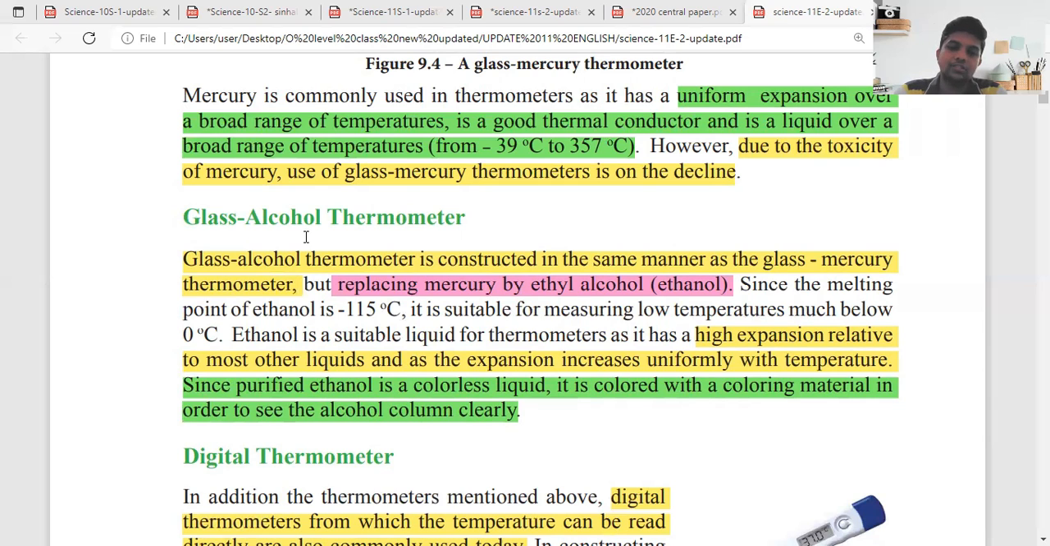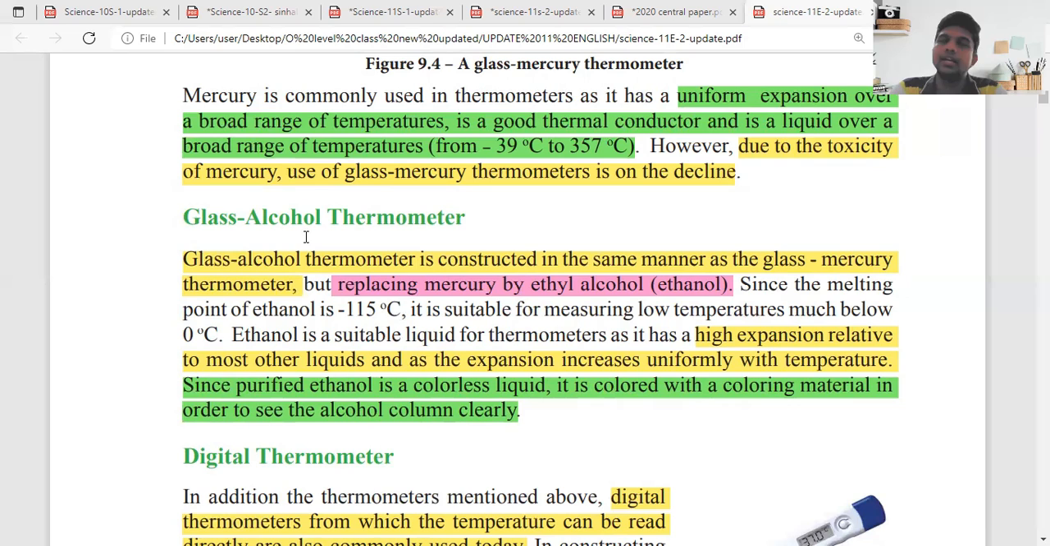as the expansion increases uniformly with the temperature. Since purified ethanol is a colorless liquid, it is colored with a coloring material in order to see the alcohol column clearly. Let's understand the difference.